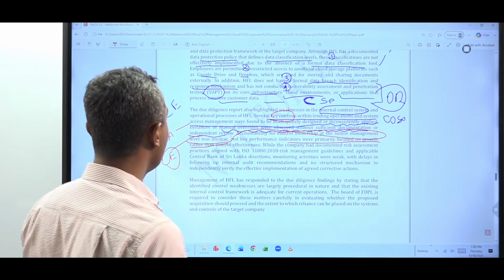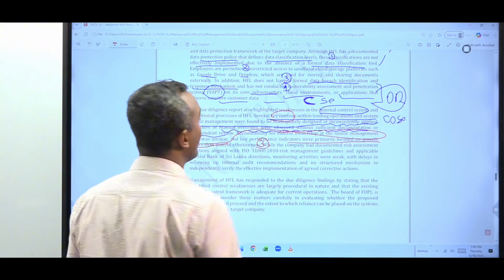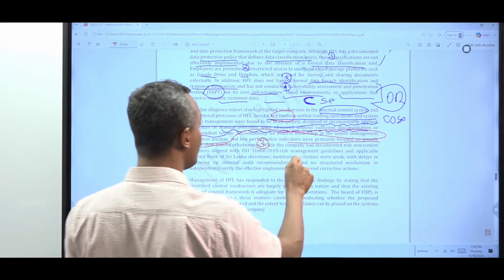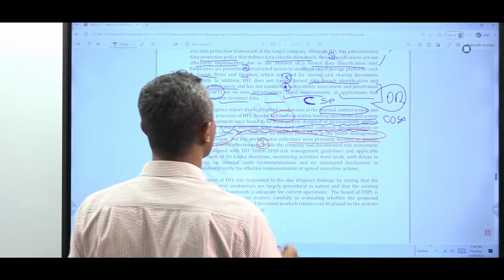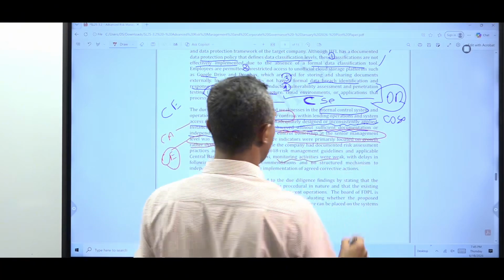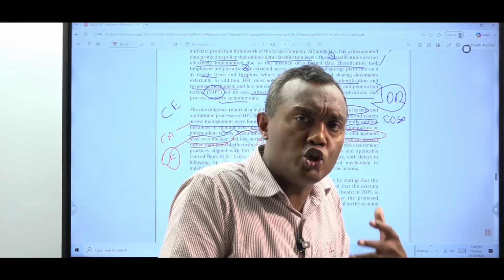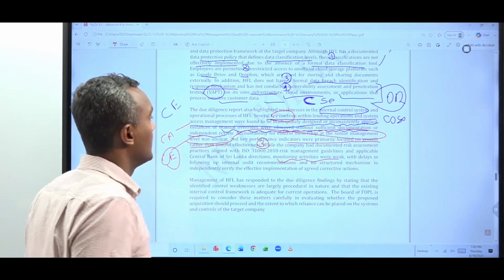And then the third part talks about risk management. While the company had documented the risk assessment practices and the applicable central bank direction, monitoring activities are weak. So now, the risk management guideline is there, but is it really embedded in the operation and decision making is a question that you can write.